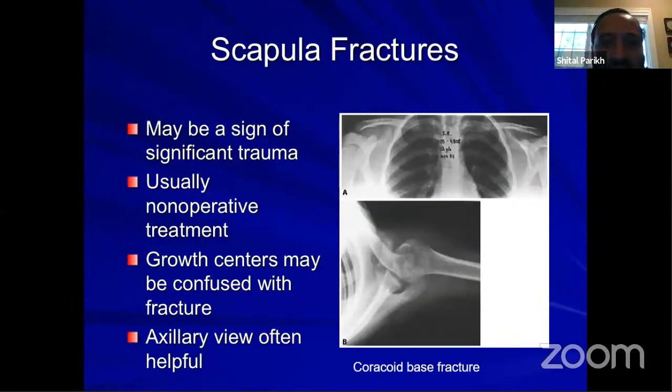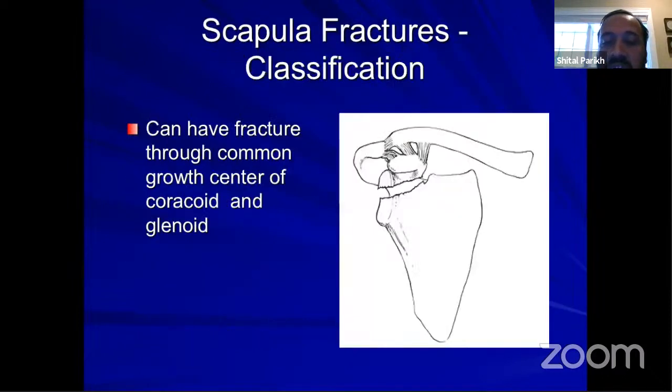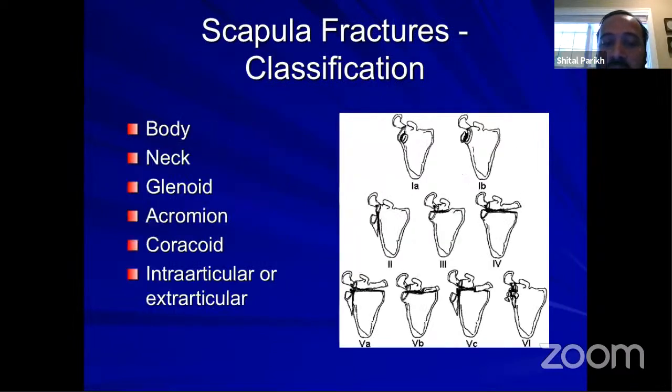As far as scapular fractures are concerned, there may be a sign of significant trauma. Usually non-operative treatment is sufficient. Again, if you want to evaluate it better, CT scan is helpful. There are growth centers which may be confused with a fracture, and they can have fracture through a common growth center, just like seen here, coracoid and glenoid. There is a whole classification system involving the body, the neck, the glenoid, the acromion, coracoid, and intra-articular or extra-articular.